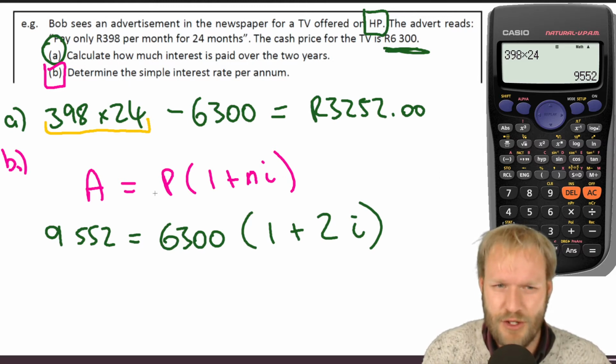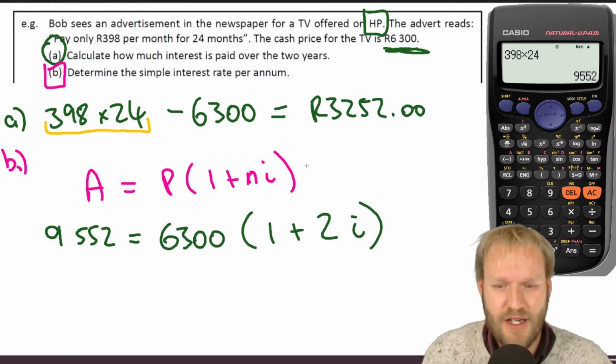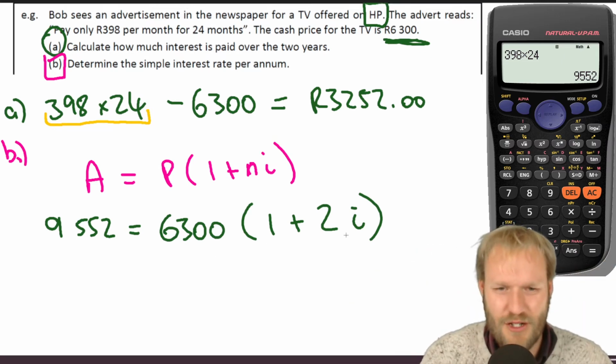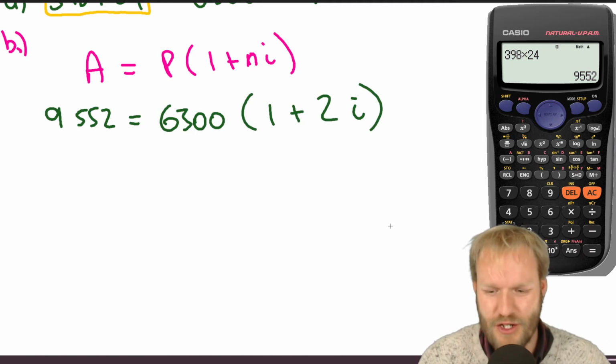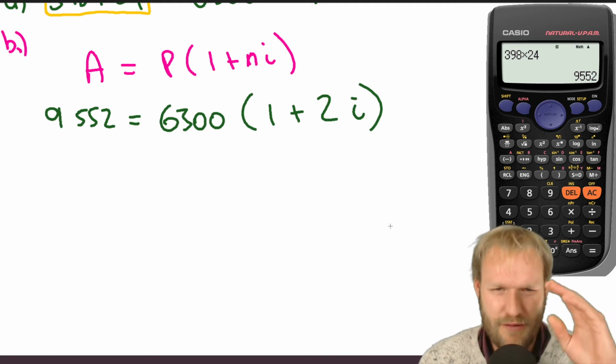The TV was worth 6,300 Rand. That's how much it cost new. But over 2 years, it costs 9,552 Rand. So that's going to help us work out what that interest is. Now we can just work through our equation to find out what i is. So go for it, try and solve for i, just jot down how you did, and then I'm going to take us through it very much step by step, just so you've got it for solving this. So go for it.